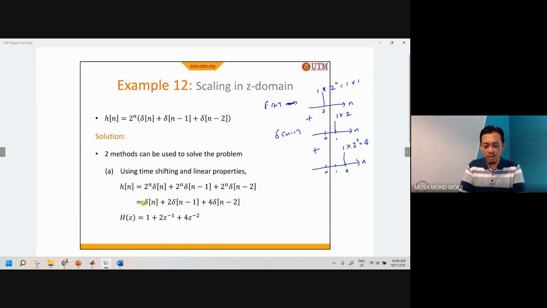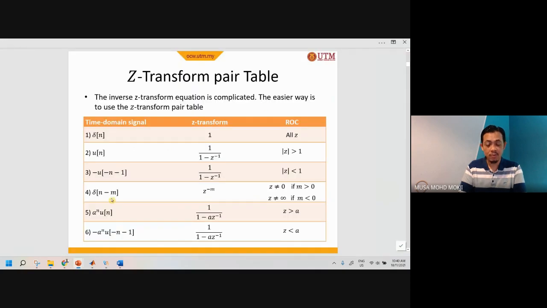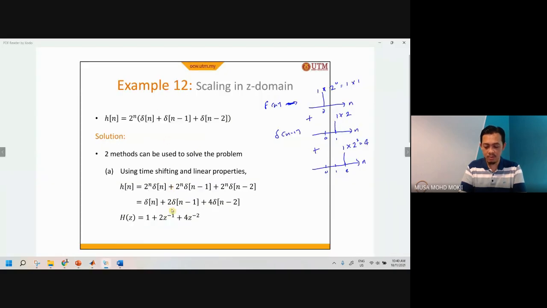So then, you can refer to table number 4. Whenever you have delta with some delay, you will get z to the power of that delay. Then go to this one. Here there's no delay, so this is z to the power of minus 0, which becomes 1. This is 2z minus 1 because the delay is 1. And then this is 4, the delay is 2, so you have z to the power of minus 2. So this is one solution.